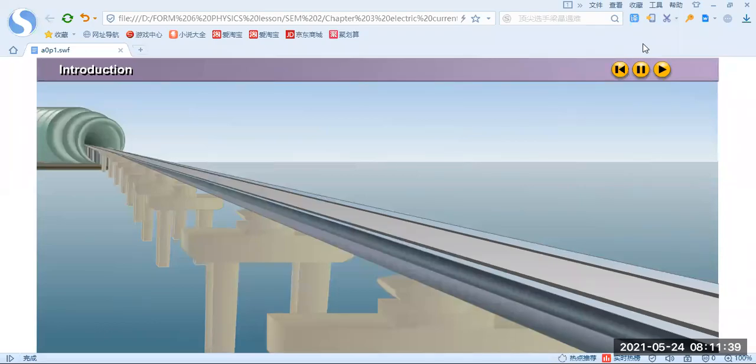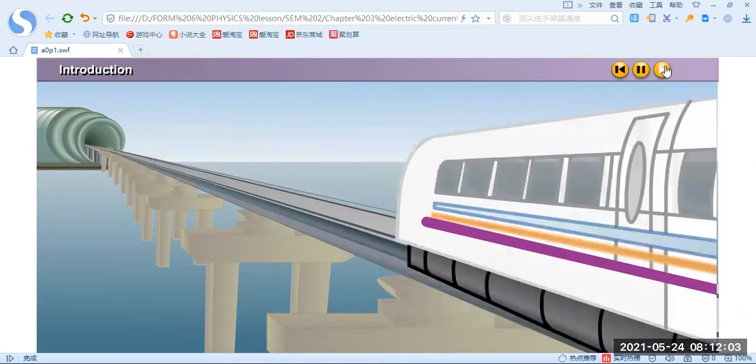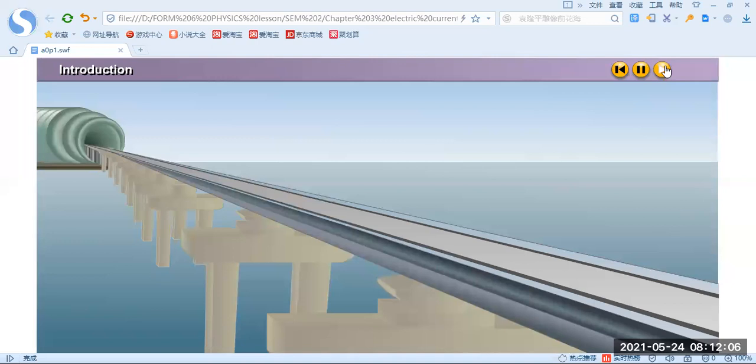Ladies and gentlemen, welcome back to Mr. Lee's physics class. Today we will go through the lesson, still in chapter 3, electricity. We'll go through the conductivity and resistivity of a conductor. Ladies and gentlemen, let's observe the diagram. The diagram shows a speed train, or a maglev, that travels through the runway.